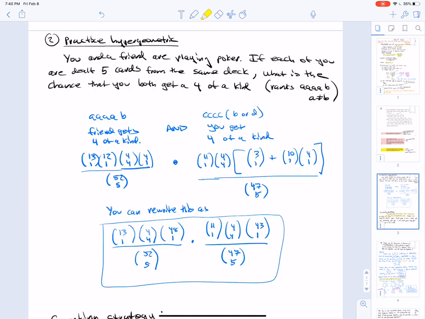So the chance that your friend gets a 4 of a kind is just what we had calculated above. Given that your friend has a 4 of a kind, the chance that you get a 4 of a kind is a little tricky because the 4 of a kind has to be CCCC, where C is not A or B. And so there are 11 choices for C, and we want 4 out of 4 of these.